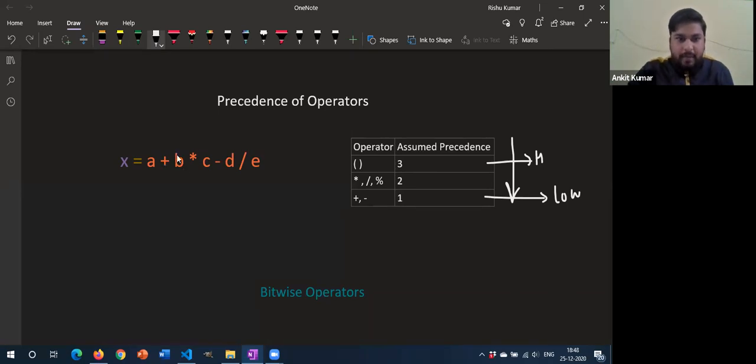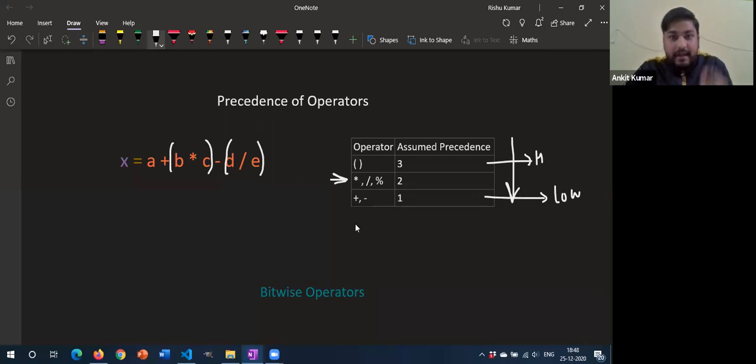Here we can see plus, multiply, minus, and divide operators. We can see that the multiply and divide operators are in the second row, and plus and minus are in the third row. So it means that these operators will be given higher preference than addition and subtraction. So we will solve b multiplied by c first and d divided by e. Now the question is, out of these two, which will be solved first?